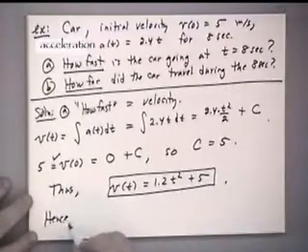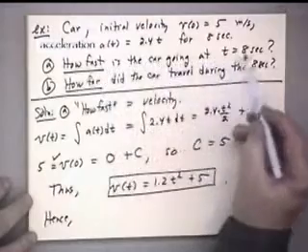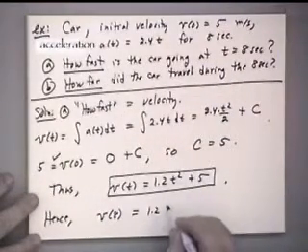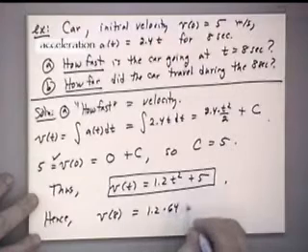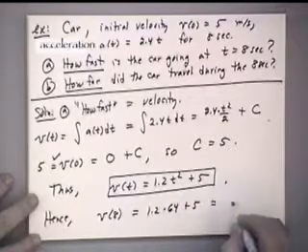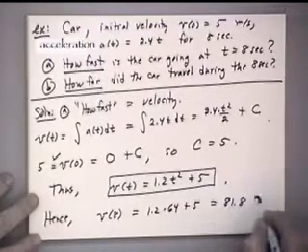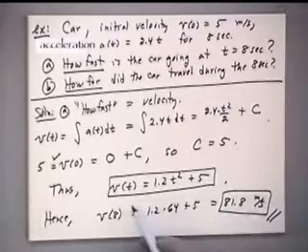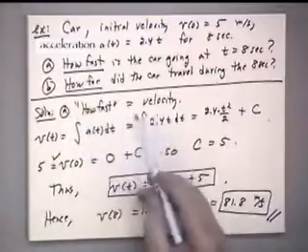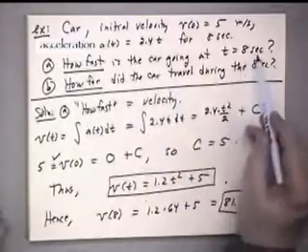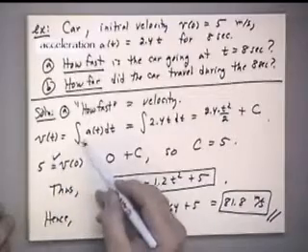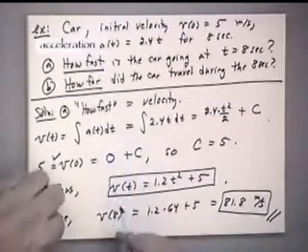Hence, we can answer our first question: how fast is the car going at 8 seconds? Well, that would be the velocity at 8 seconds, which is 1.2 times 8 squared, which is 64, plus 5, and that's going to be 81.8 meters per second. So that answers part A. And to do this, we had to actually discover the velocity by taking the indefinite integral of the acceleration.